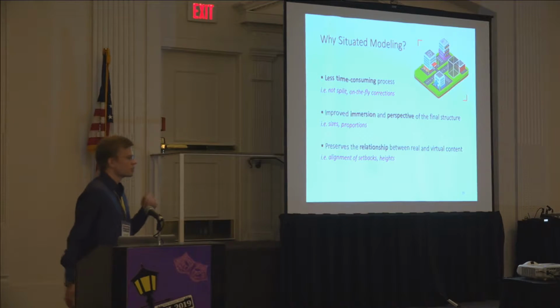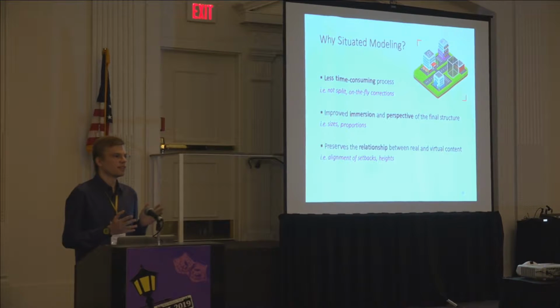Why use situated modeling? Some motivations include being a less time-consuming process because it's no longer split, so you're not dividing surveying and modeling, you're doing everything at the same time. It also provides the ability to make corrections on the fly. It improves the immersion and the perspective of the final structures, which is great for seeing sizes and proportions. And especially, it preserves the relationship between the real and the virtual content. So you can see the alignment of the setbacks between the buildings and the model, the different heights.